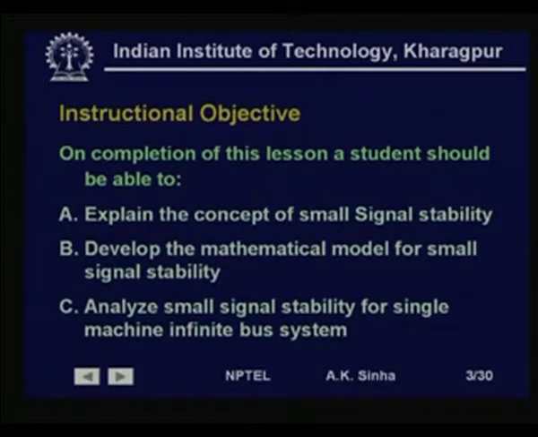Well, on the completion of this lesson, you should be able to explain the concept of small signal stability, develop the mathematical model for small signal stability, and analyze small signal stability for a single machine infinite bus system.